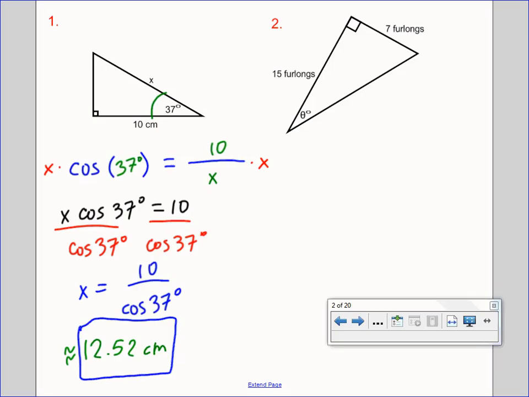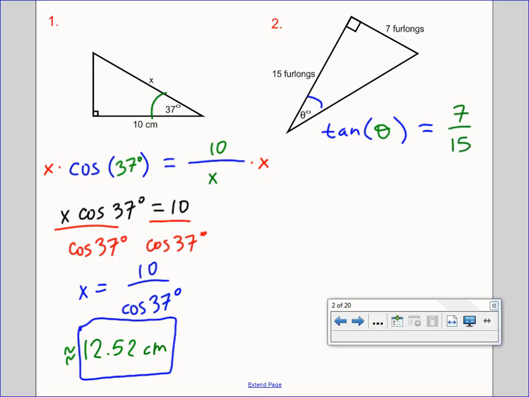What trig function relates my angle theta, 7 furlongs, and 15 furlongs? What trig function are we going to use there? Taylor? Tangent. Raise your hand if you had tangent for number 2. A tangent function. Good job. Tangent of an angle is a ratio. In this case, my angle is my unknown measure, theta, and my ratio is opposite over adjacent. So for us, that's 7 over 15.